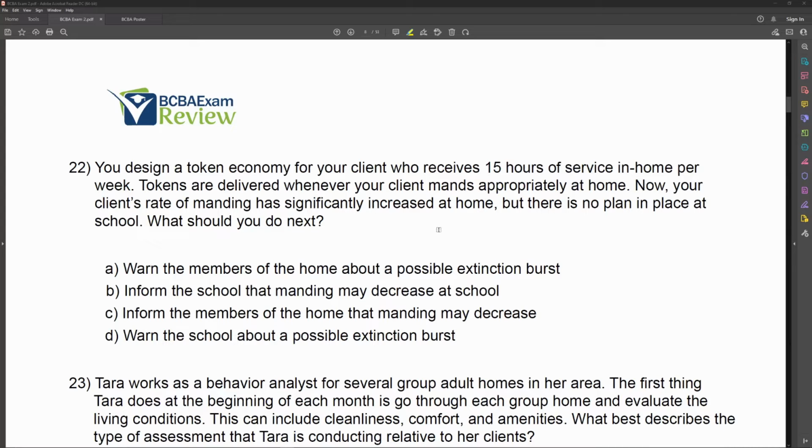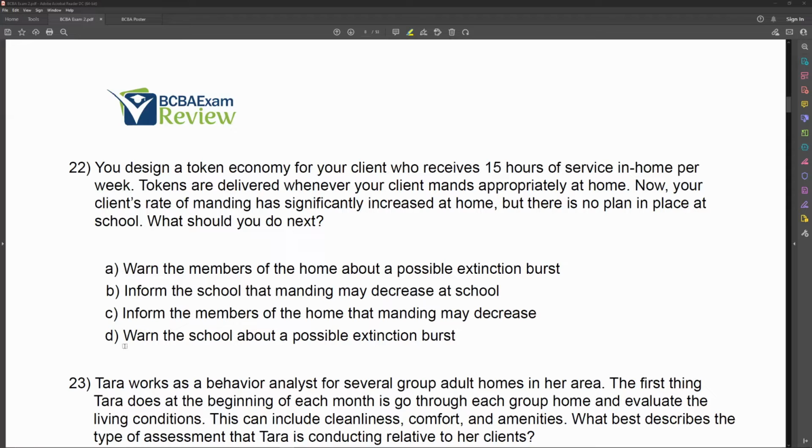So in this case, what's happening, right? What increases at home? Nothing changes in the other setting. What do we need to do next? Do we need to warn the members of the home about a possible extinction burst? Well, extinction, we know, we're withholding reinforcement, not occurring in this situation, right? We've changed this system. There's now this token system going on. Looks like reinforcement because manding is increased. So we're not worried about an extinction burst here.